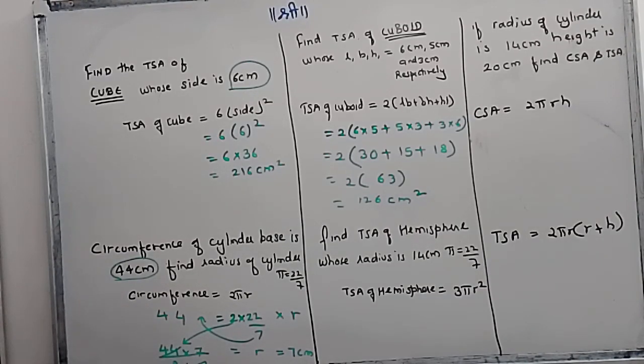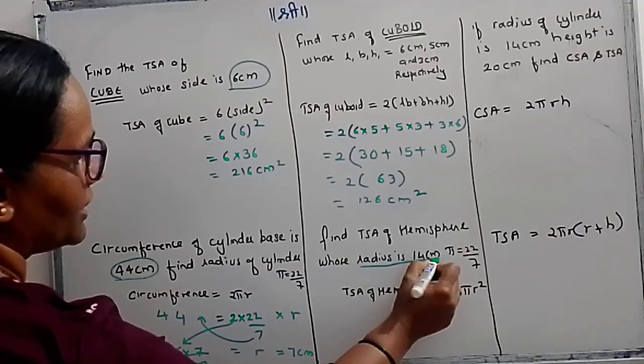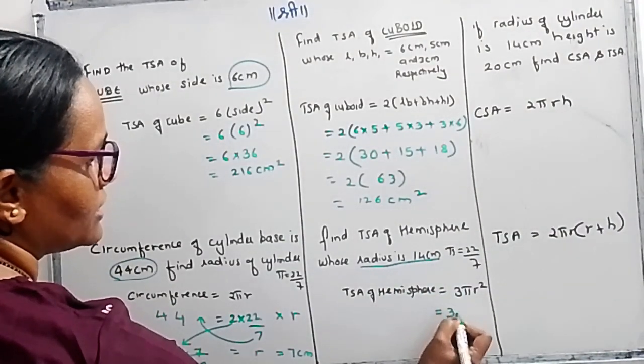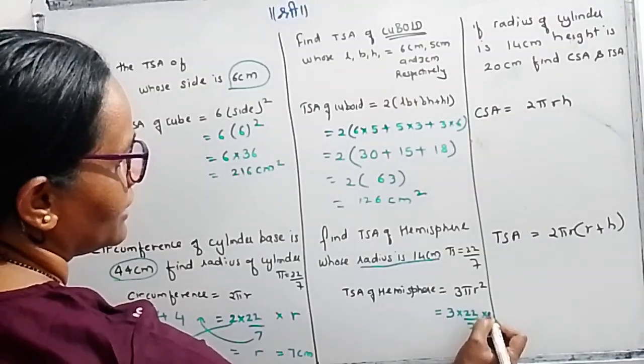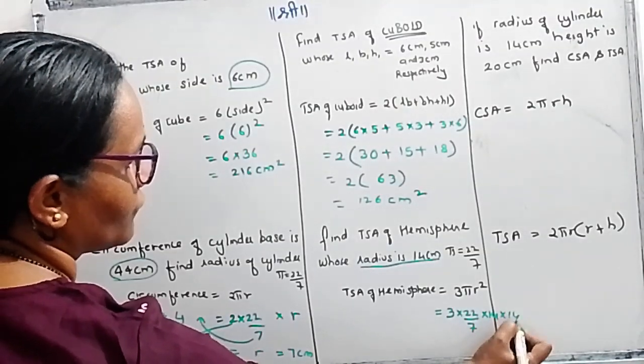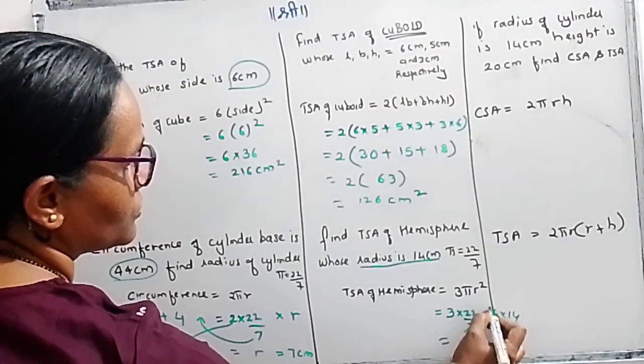Find the TSA of hemisphere where radius is 14 centimeters. So all these are direct sums. Just remember the formula and write the value. 7 2s are 14.